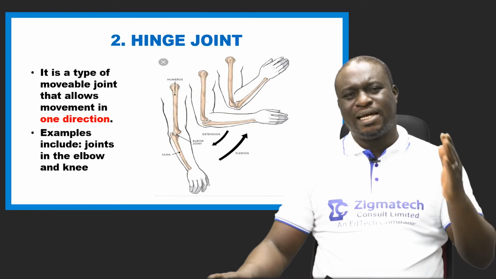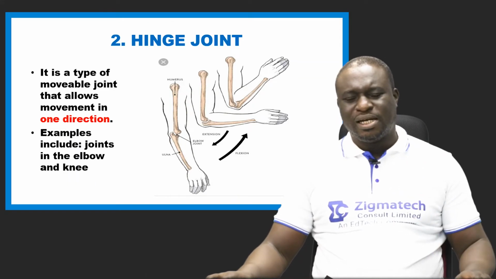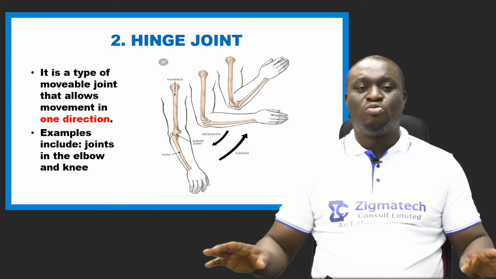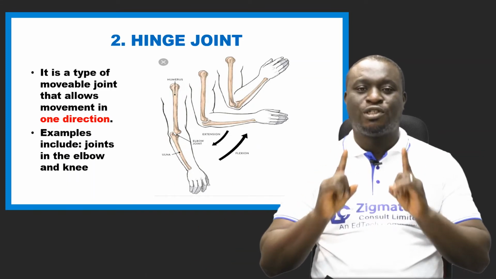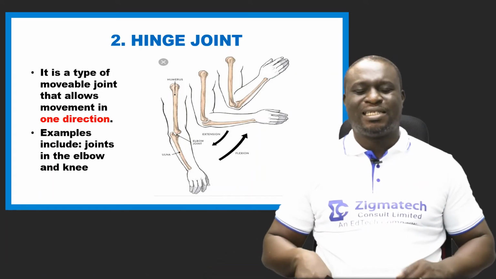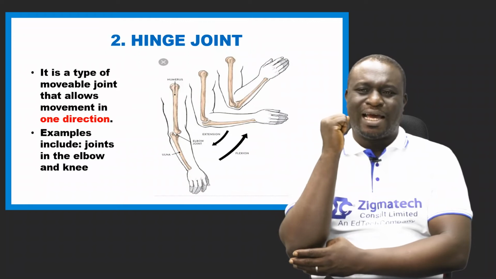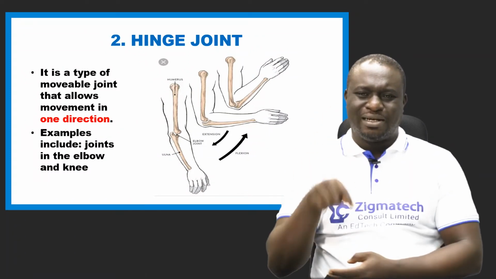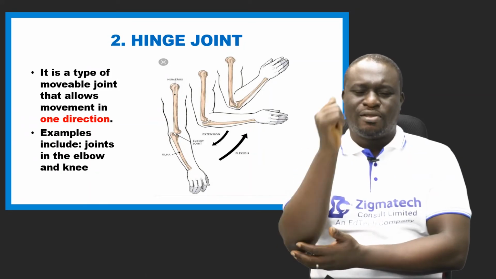Next on the line is the hinge joint. The hinge joint is a type of movable joint that allows movement in only one direction. You can find it at the knee and also at the elbow.